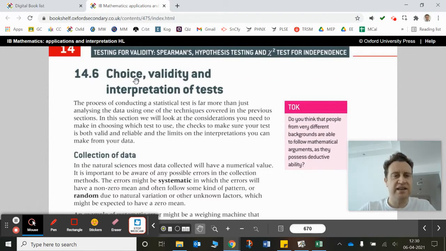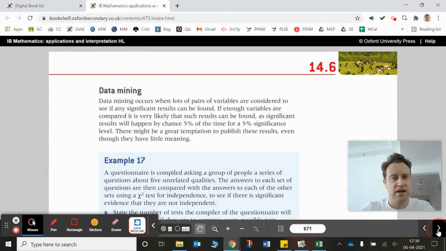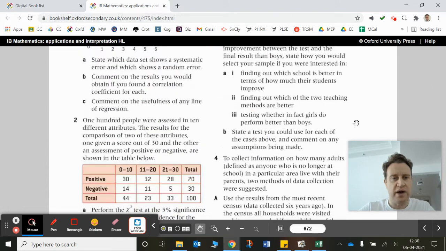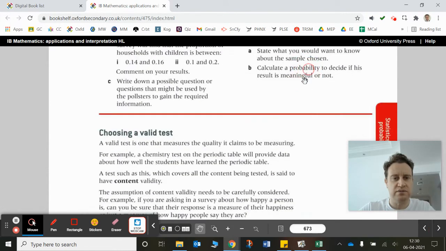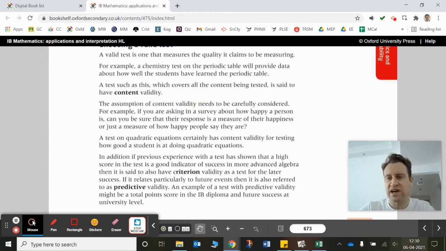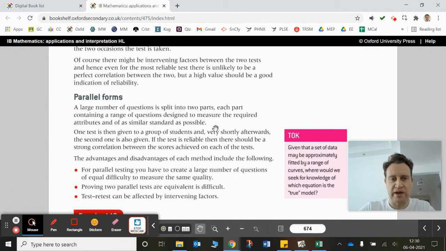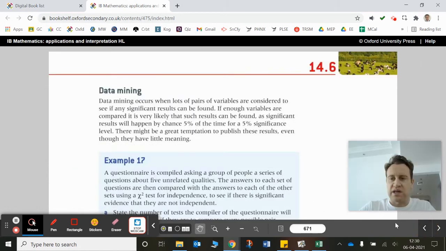So 14N is about choice, validity, and interpretation of tests. And what's O about? O is quite a lot of questions on that one, and then choosing a valid test. Valid tests, content validity, reliability of tests, test-retest models, parallel forms. It's just a lot of stuff which we're discussing here. Obviously, you can do this by reading it through yourself, but I will try and pick on some of the key examples here.